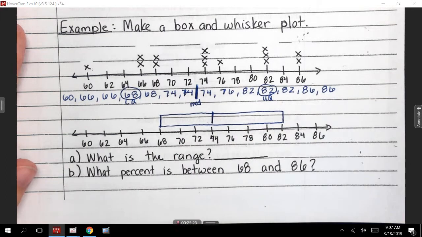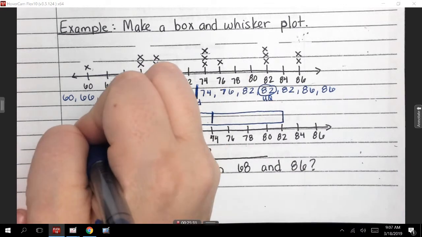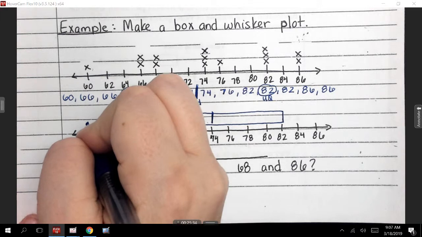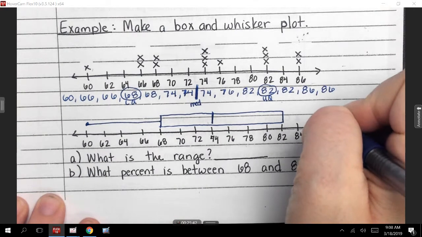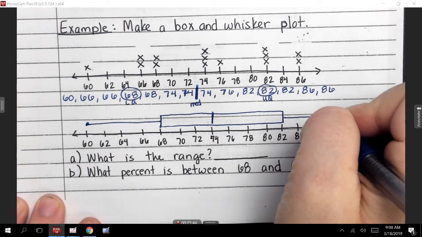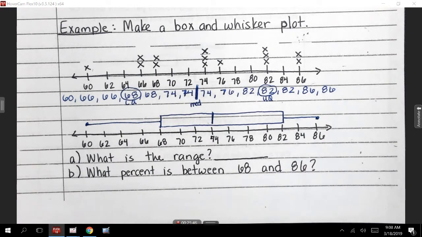Okay. What do I need for one of my whiskers? Madison? 60. We need the 60. So I'm going to put a dot there and draw a line connecting it. There's a whisker. All right. What else do I need for a whisker? Chandler? The 86. Okay.